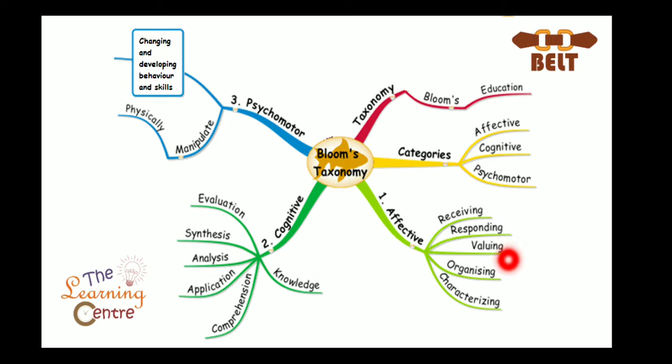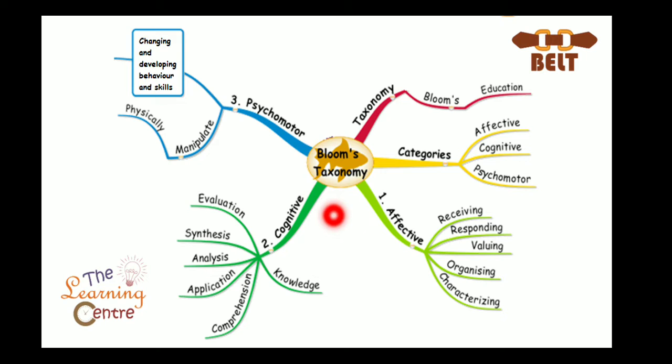The fourth stage is organizing. When they organize this information about the affective domain, the emotions and the attitudes, they start organizing it in their repertoire of behaviors. And finally, it becomes their character trait, and they start following it. So first is receiving, responding, then valuing, then organizing, and then finally it becomes part of their character.